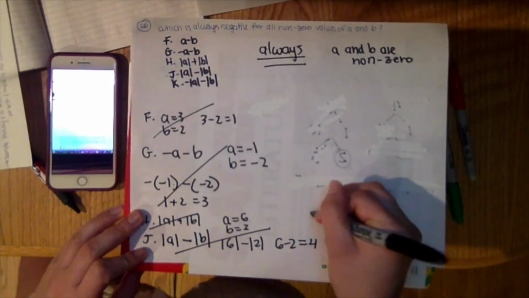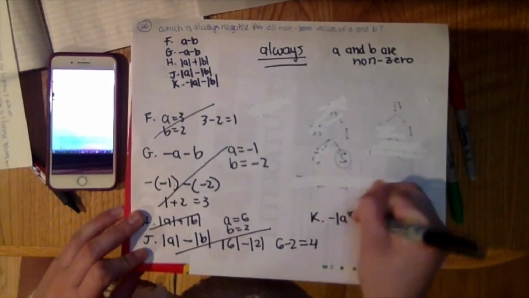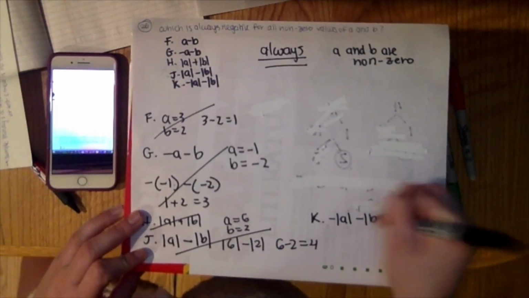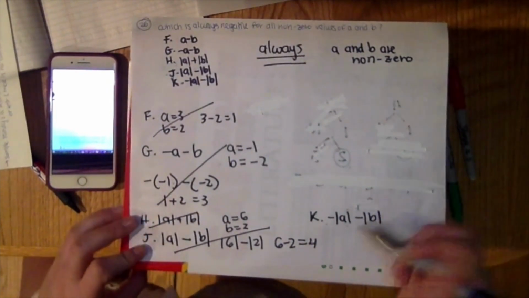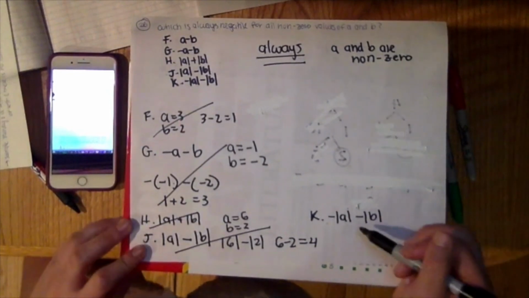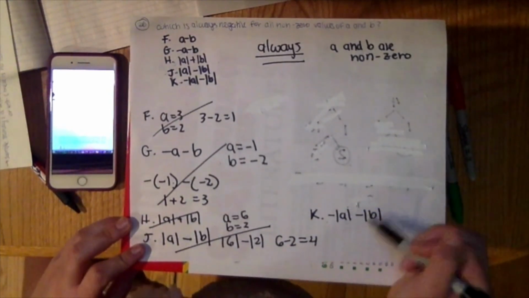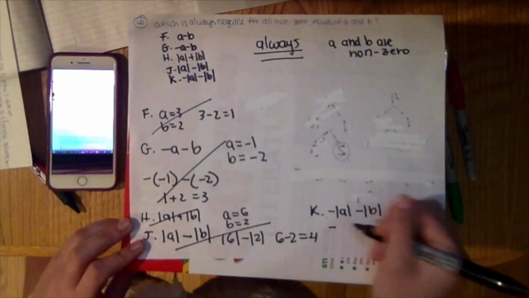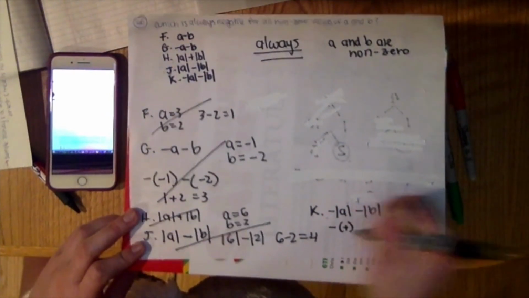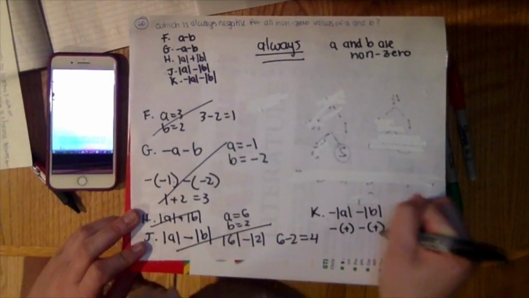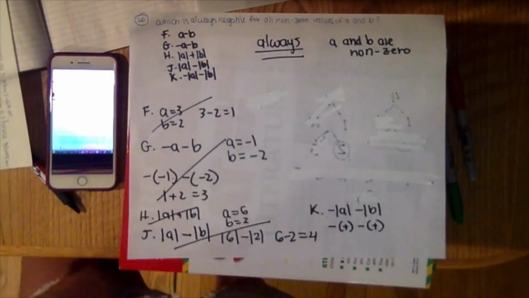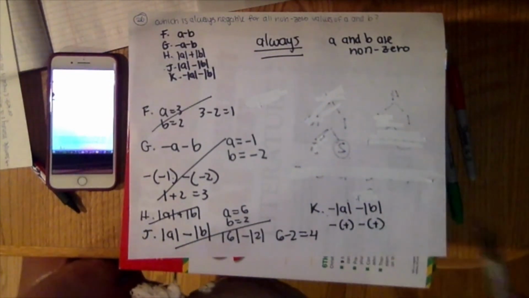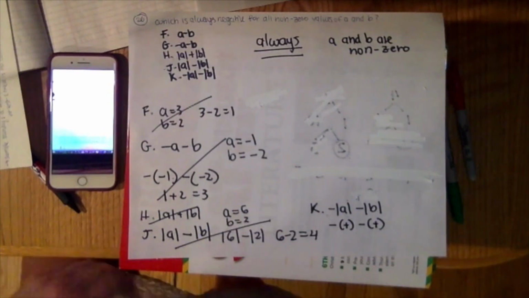So now let's make sure that K, which is our only answer left, is going to be correct. So K, you have negative A minus absolute value of B. Because when you take the absolute value, that'll always be positive, you're going to have the negative of a positive number minus a positive number. So basically a negative number minus another number, which is always going to be negative.